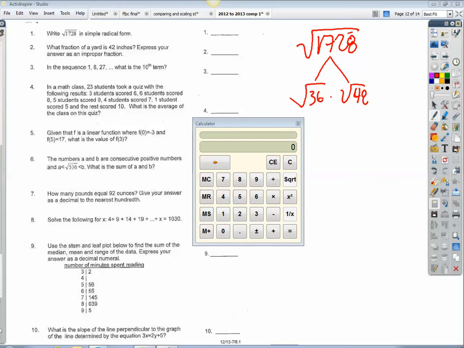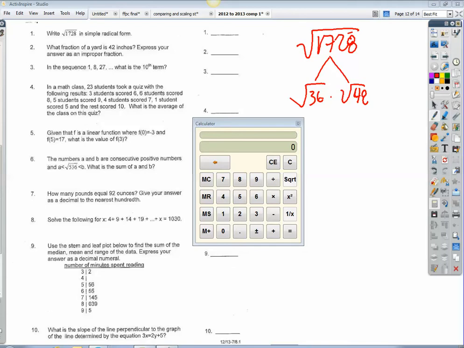All right, so this is the team round of 2012-2013, competition 1, and I'm also going to add a correction to problem number 3 in the individual, problem number 2 in the individual round. I made a mistake. Oops. That never happens. All right, so write that in simplest radical form.